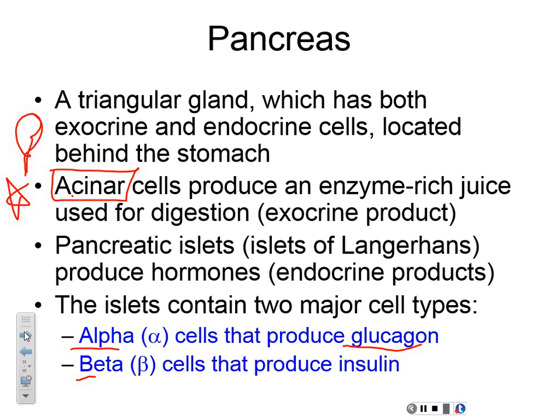And then, of course, the beta cells will produce insulin, which will cause the uptake of glucose by cells. So that's why if you are diabetic, you're not releasing insulin. What happens is that the glucose will stay in the blood. The cells don't take it up. Then you become faint and you do all those things.